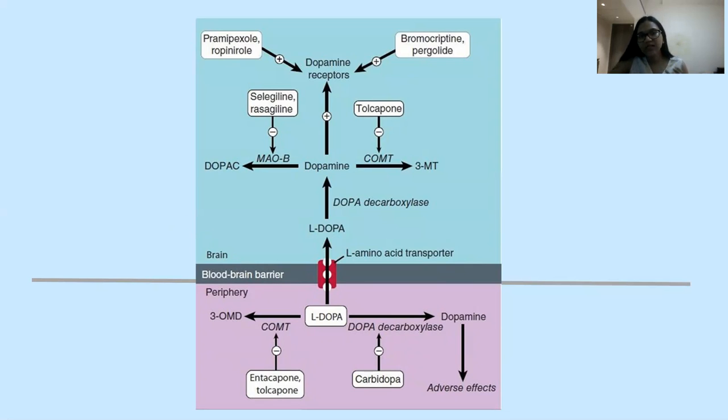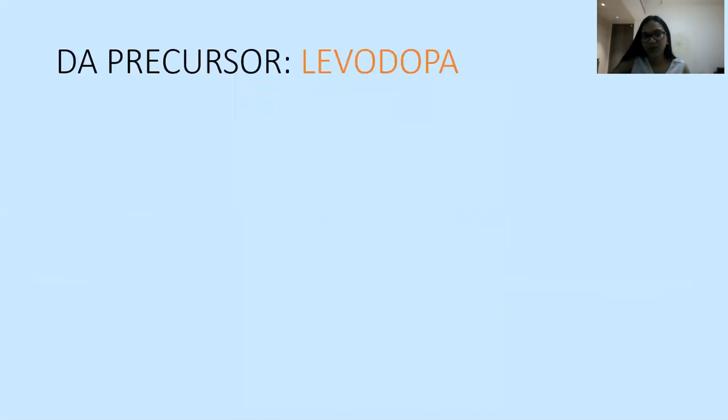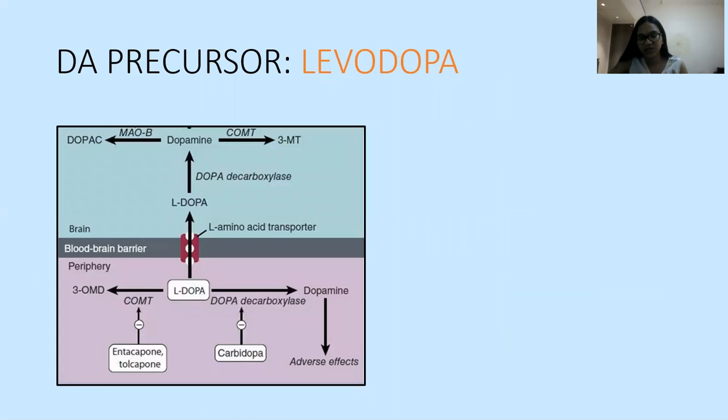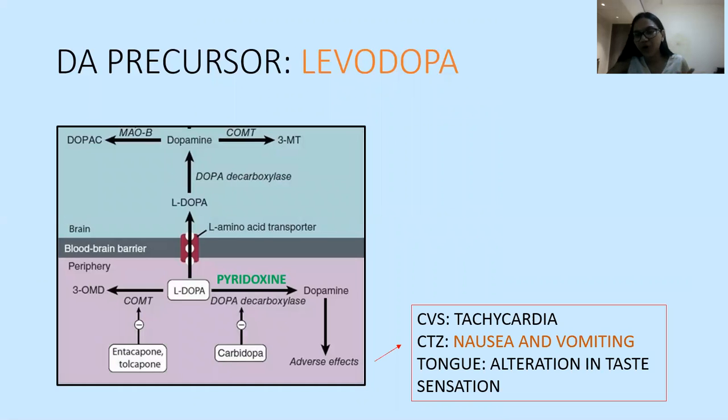Now, starting a little in detail about levodopa, we have already seen the mechanism of action. What I would like to point out here is that peripherally, the reaction of conversion of levodopa to dopamine is enhanced when pyridoxine is co-administered. And this leads to increased dopaminergic adverse effects in the periphery, like tachycardia, nausea, vomiting, alteration in taste sensation, etc. So we should avoid co-administration of pyridoxine and levodopa.